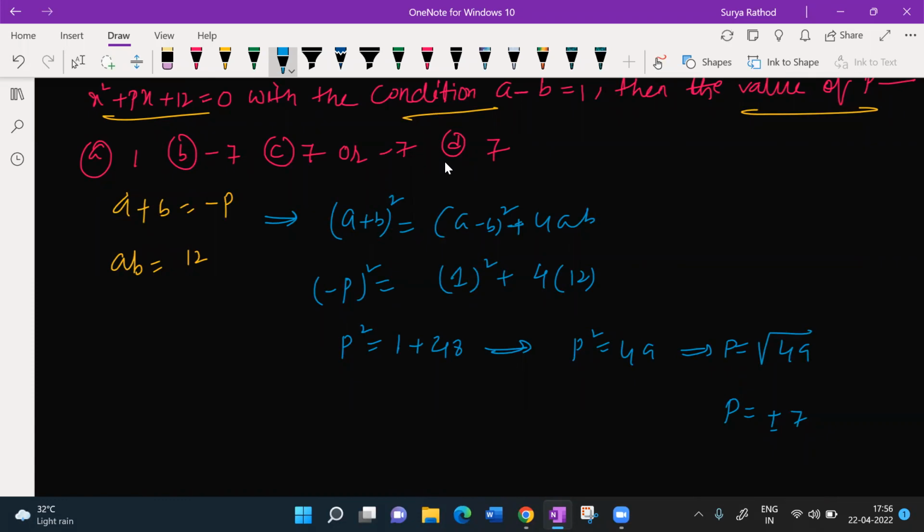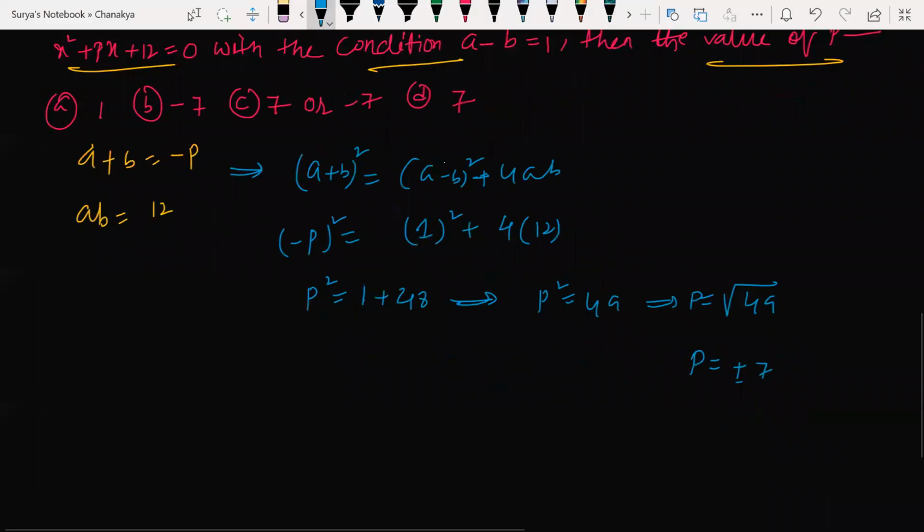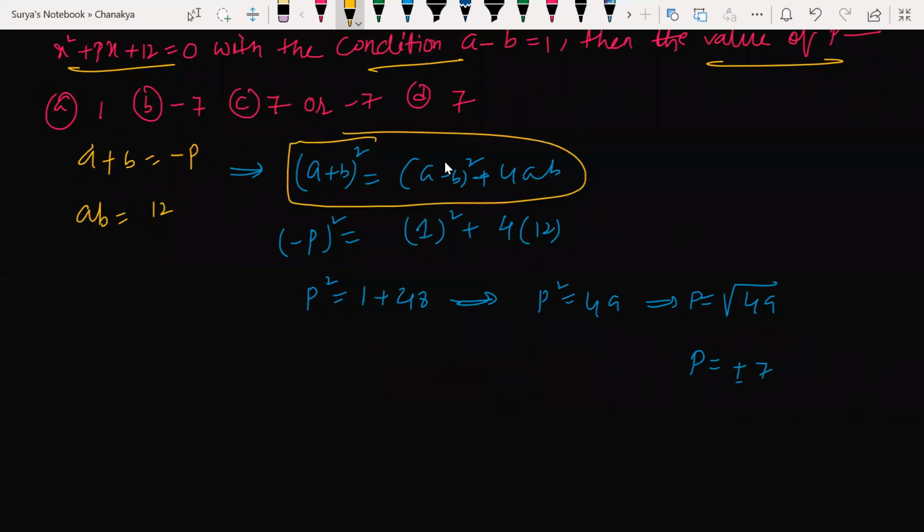Where do I need to get these identities from? See, you have this identity already. We discussed it in the 9th standard also. Yes, look at this here.